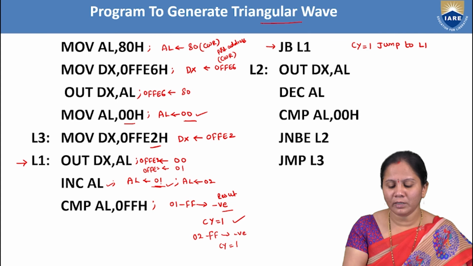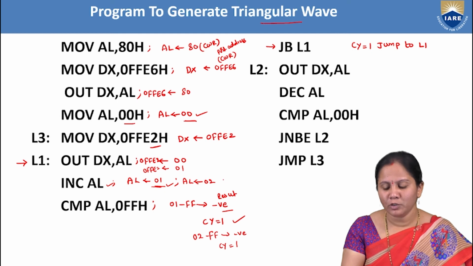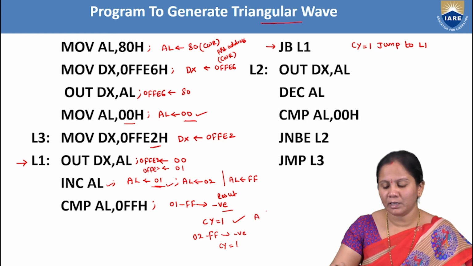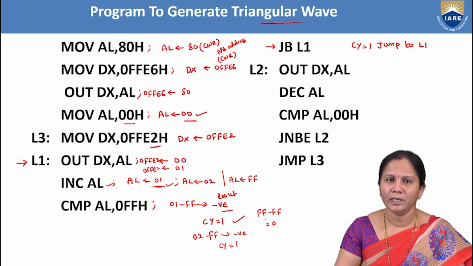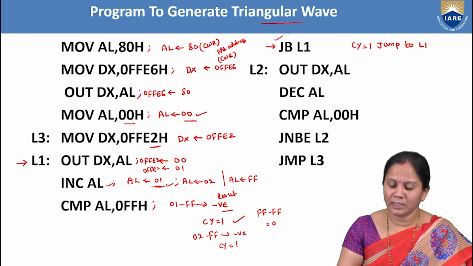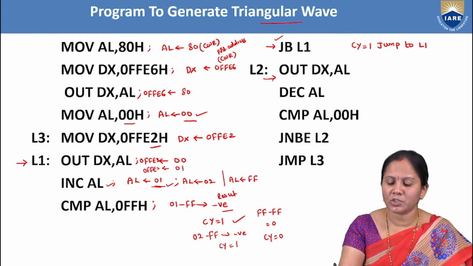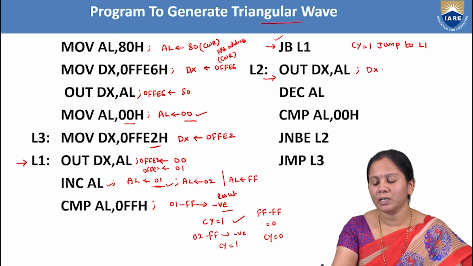If we keep on incrementing the value of AL, at one point the AL value will be equal to FF. At that condition, during the comparison, the FF value will be compared with FF. In this case the result will be 0. It goes to the label L1 only when the carry bit is set. Otherwise, the next instruction L2, that is OUT DX, AL, will be executed. In that case, this FF value will be moved into the DX port address.